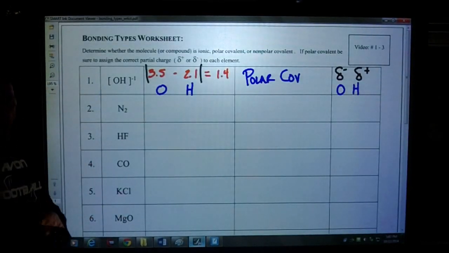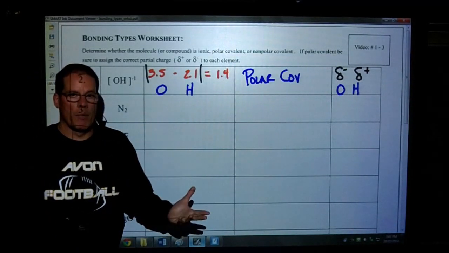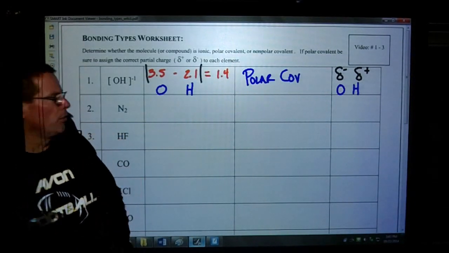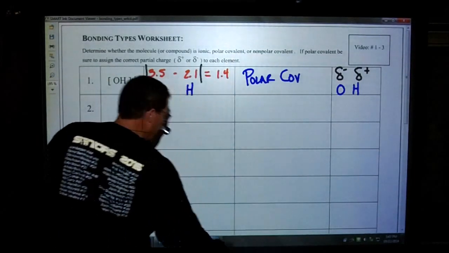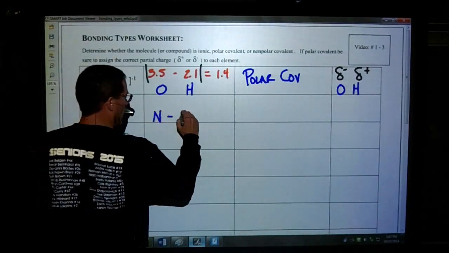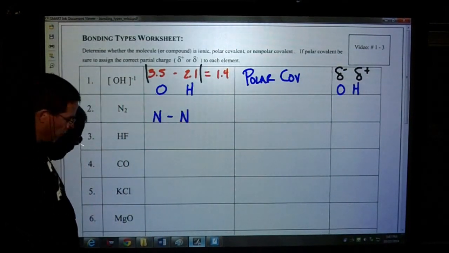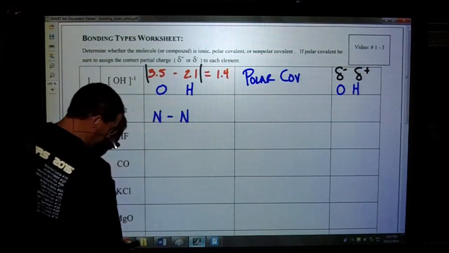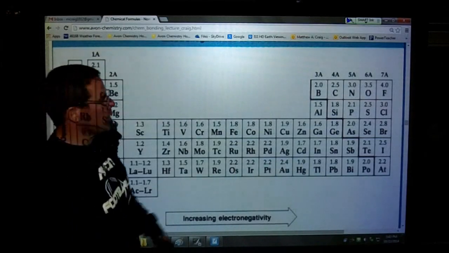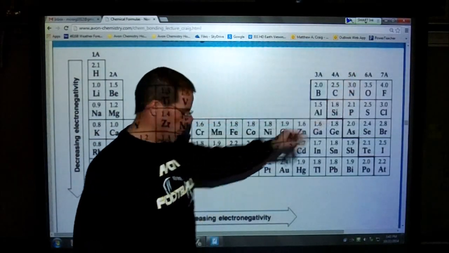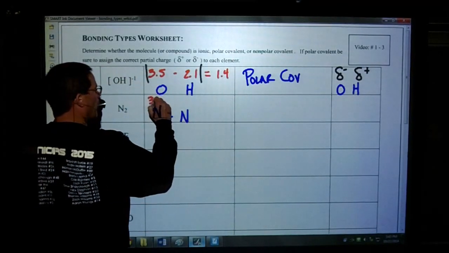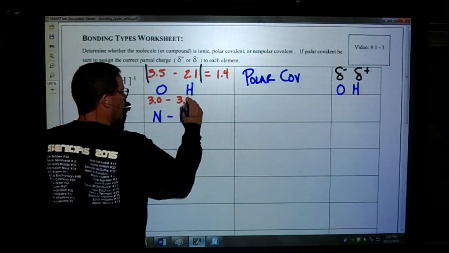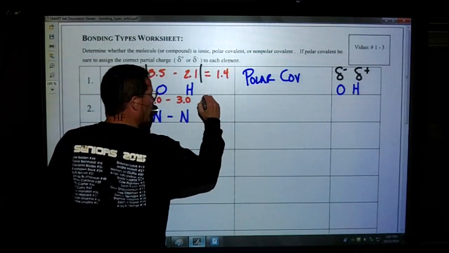Here we have N2. There's only one kind of non-metal in this compound. This should be super easy for you. But I still want you to show the work. So we have a nitrogen and a nitrogen. Pretty straightforward. Taking a look at the values, nitrogen has an electronegative value of 3.0. So that means that it's 3.0 minus 3.0. And what does that equal?